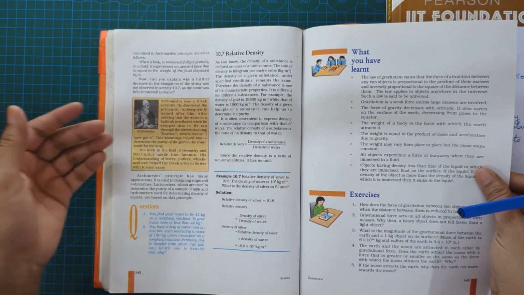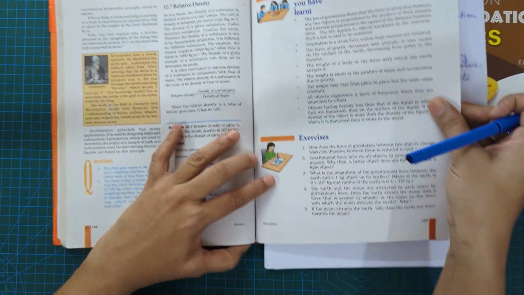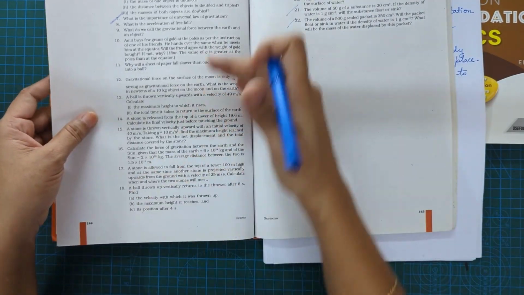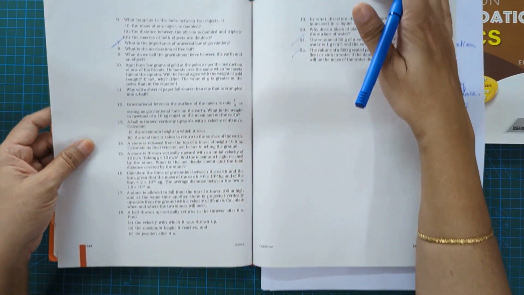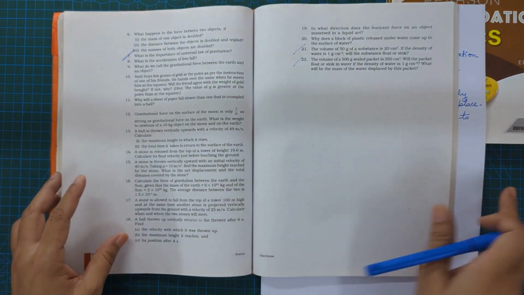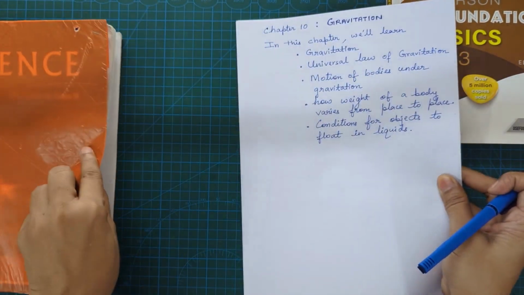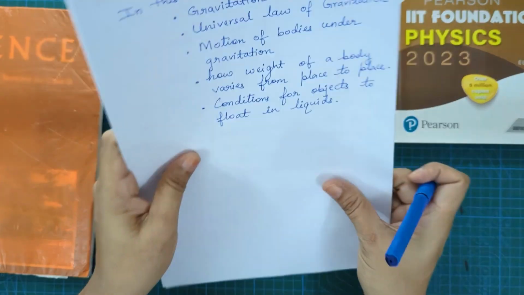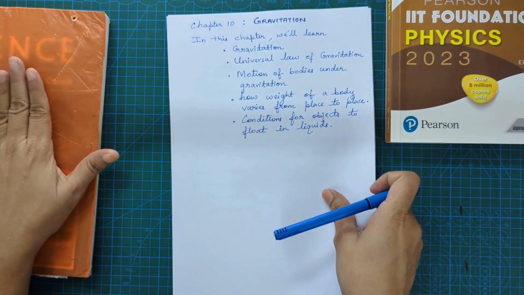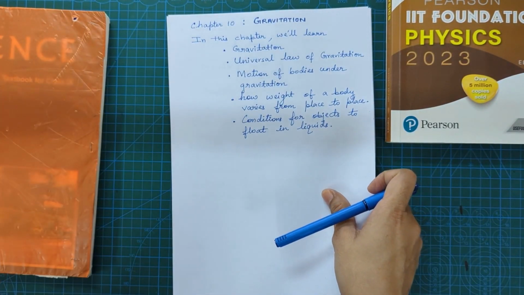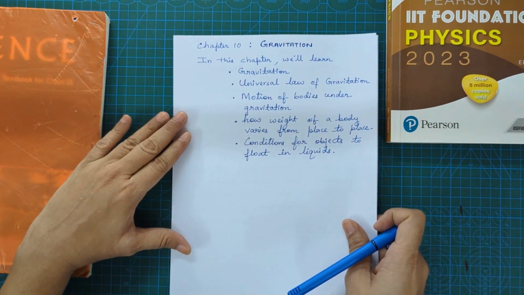Then we have density, relative density, and then we come to textbook exercise questions. There are a few of them which we will answer. So this is how we are going to learn this chapter. To understand this chapter, I have prepared some handwritten notes. I read the complete chapter, condensed the information, and prepared these handwritten notes.